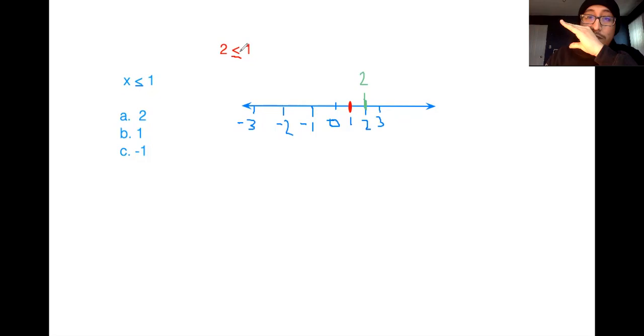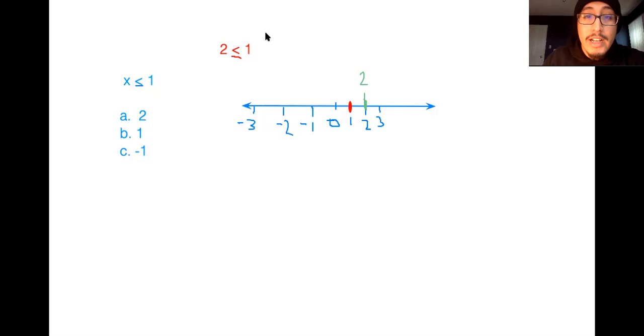And like a lot of us know, 2 is not smaller than 1. 2 is not equal to 1 either. And another thing that your number line helps you understand is that anything on the right side of 1 is going to be bigger. Anything on the left side of 1 is going to be smaller. So your 2 is on the right side of 1, so that means it's bigger. So again, 2 cannot be less than or equal to 1 because it's obviously bigger. So right now you have your first one as wrong.